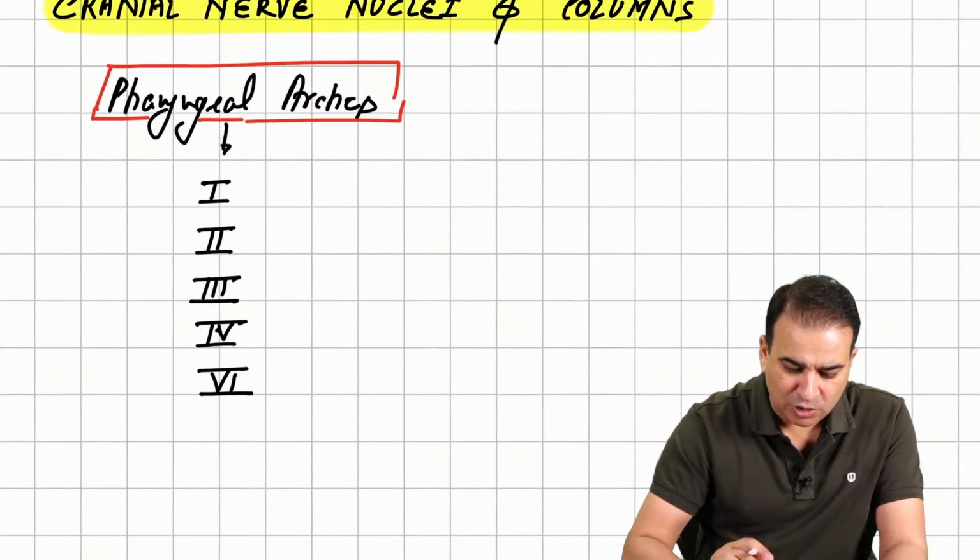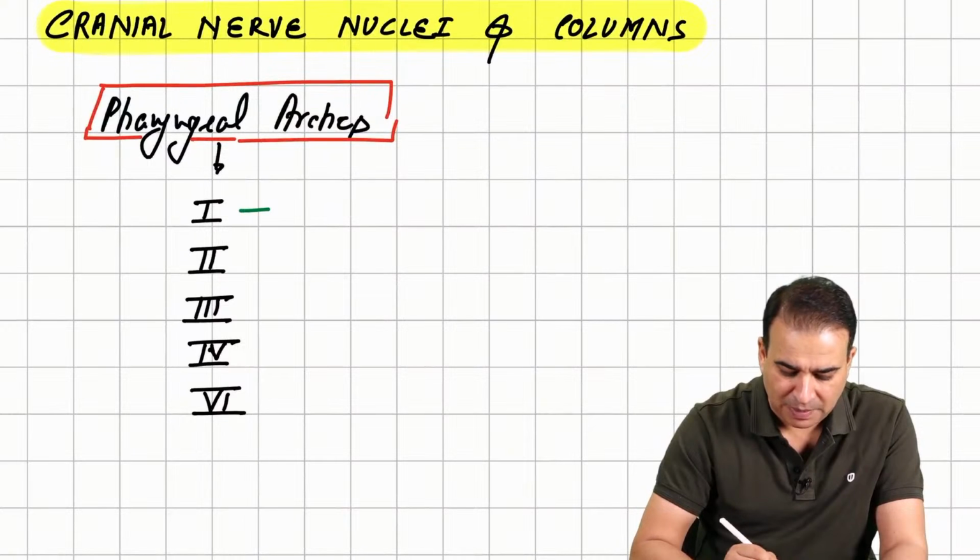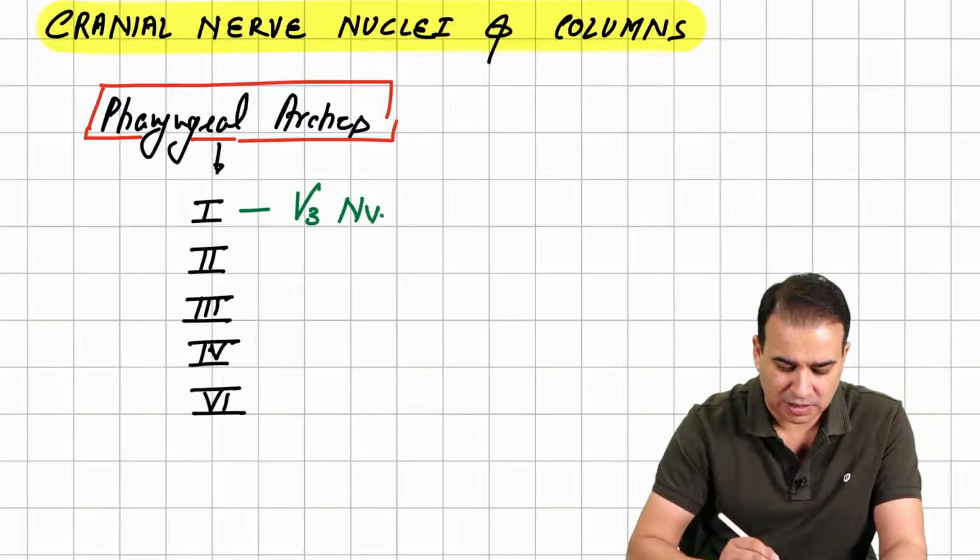If I broadly talk about the nerve supply, the first arch is supplied by the mandibular nerve. We are going to discuss all these nerves in detail, but just to know that the first arch is supplied by the mandibular nerve.